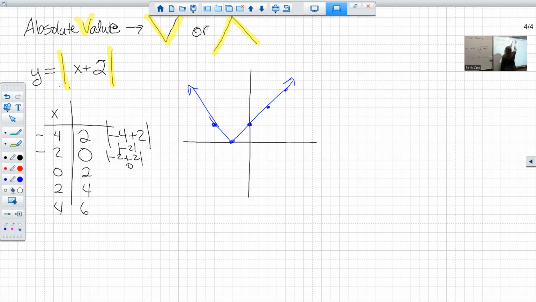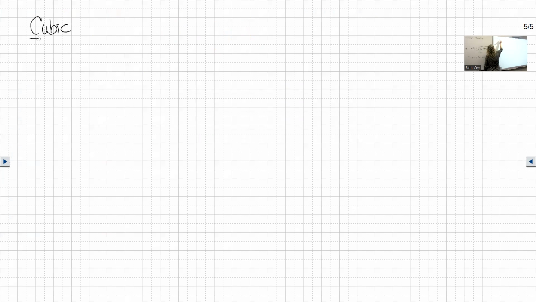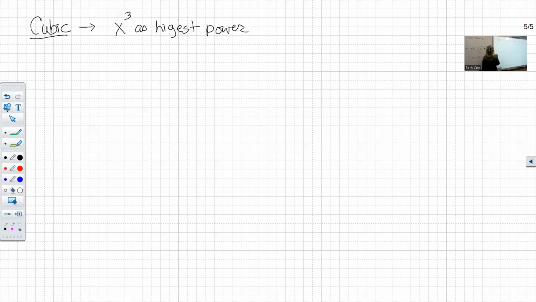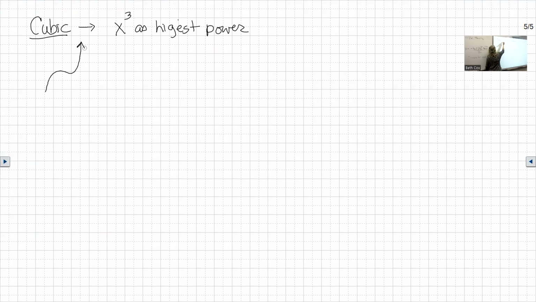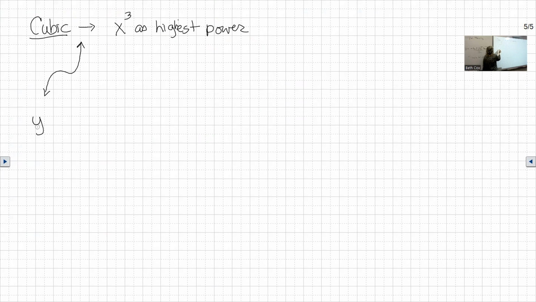Next, I know. Cubics. X to the 3rd as highest power. A cubic looks like this. It has an x to the 3rd as its highest power. So if I had y is equal to x to the 3rd minus 1.